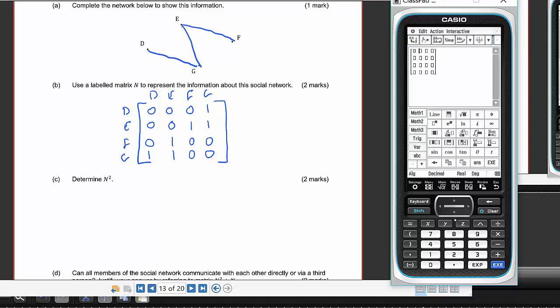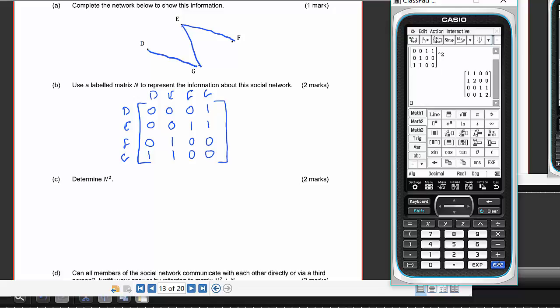So that's 0, 0, 0, and 1. And then the next row is 0, 0, 1, and 1. The third row is 0, 1, 0, 0, and the bottom row is 1, 1, 0, 0. And we just want to square that, so just in the usual way, just squared.